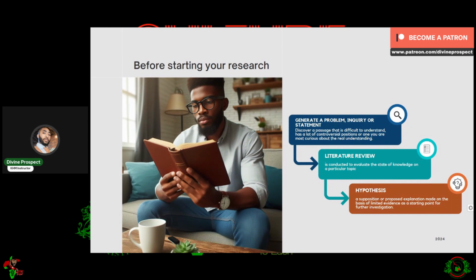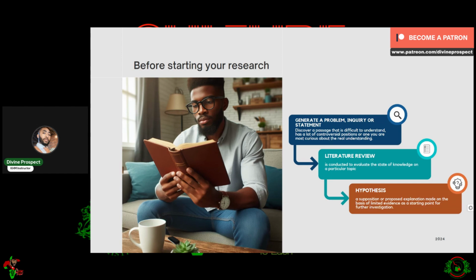Discover a passage that is difficult to understand, has a lot of controversial positions, or one you are most curious about the real or true understanding behind, right? So in order to do that, you have to generate a problem, inquiry, or statement. Generating a problem is you get to something and say, wait, what? This doesn't make any sense. This is an issue. Why doesn't this read properly? Why doesn't this make sense? Why is this here? It's a problem, right?